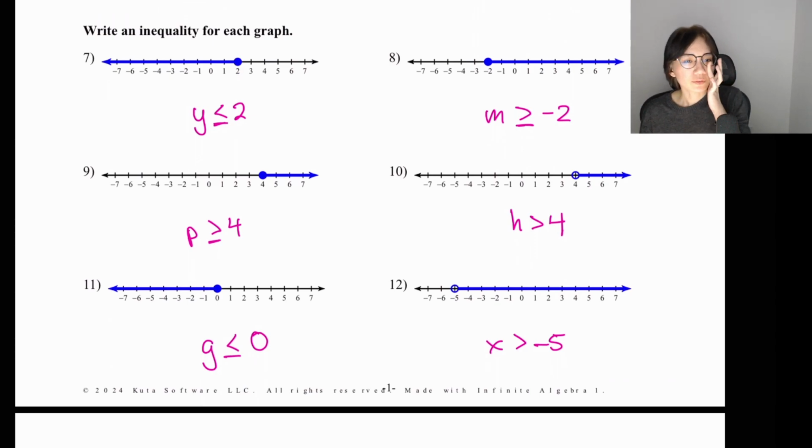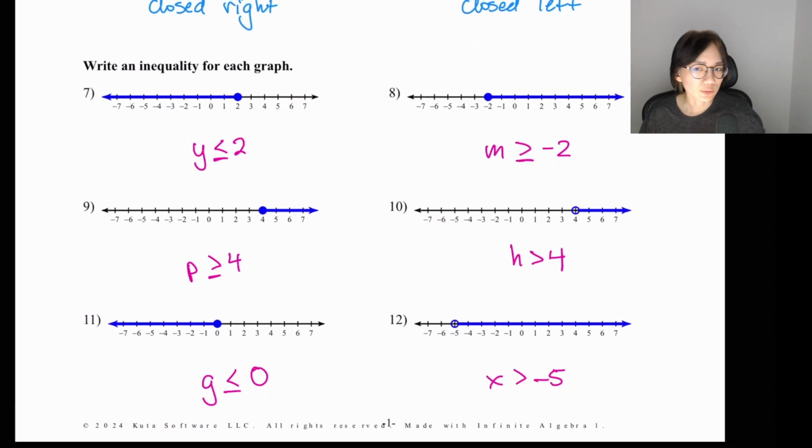Inequality for each graph. Whatever variable I chose, I'm just going to say it out loud; they could all be x's for all I care. 7, y is less than or equal to 2. 8, m is greater than or equal to negative 2. 9, p is greater than or equal to 4. 10, h is greater than 4. 11, g is less than or equal to 0. 12, x is greater than negative 5.